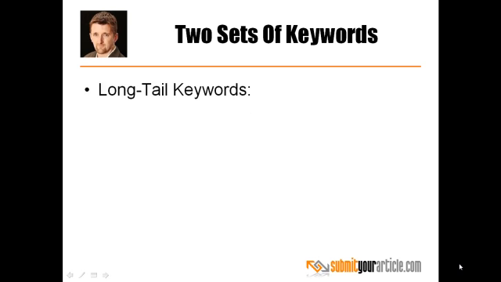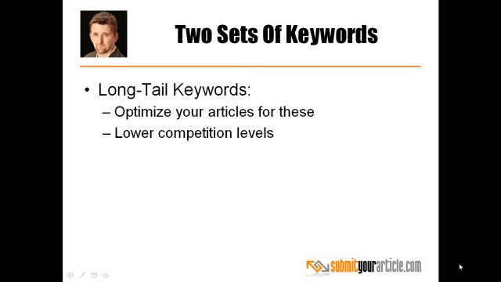Secondly, you'll want to compile a list of long tail keywords. You can use these to optimize your articles for, and try to get the articles themselves ranked well for on the search engines. So you're not specifically wanting the main page of your site to rank well for these, that's primarily what the main keywords are for, but the articles themselves that you distribute or content you have on other pages of your website. Because these long tail keywords generally have lower competition levels, it can be relatively easy to get an article ranked well.